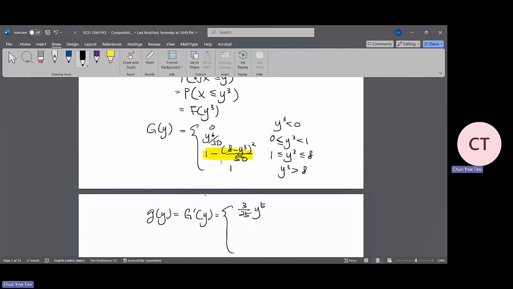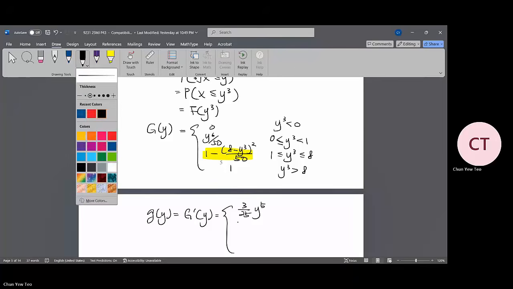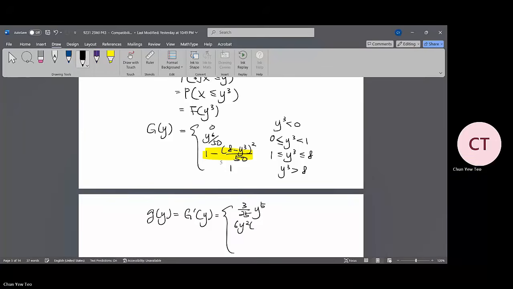Then you will get 6y squared, 8 minus a y cube over the b. You can have something like that. Then this one is 0 for otherwise. This one is for 0, 1. This one 1. Okay. However, 6b we still can simplify further. Make it become 3 over 30. Okay, so this is my answer.